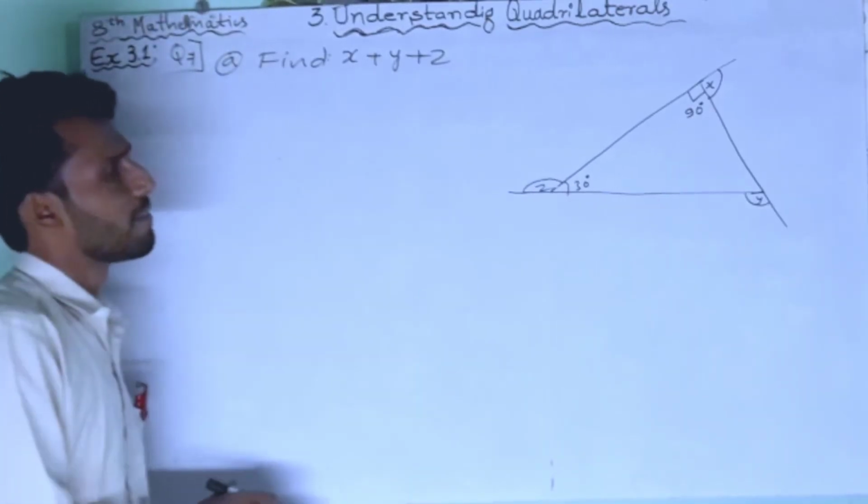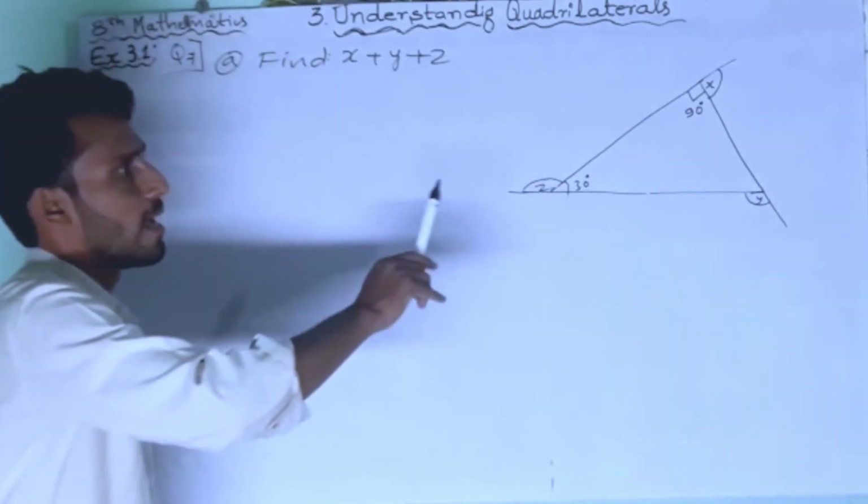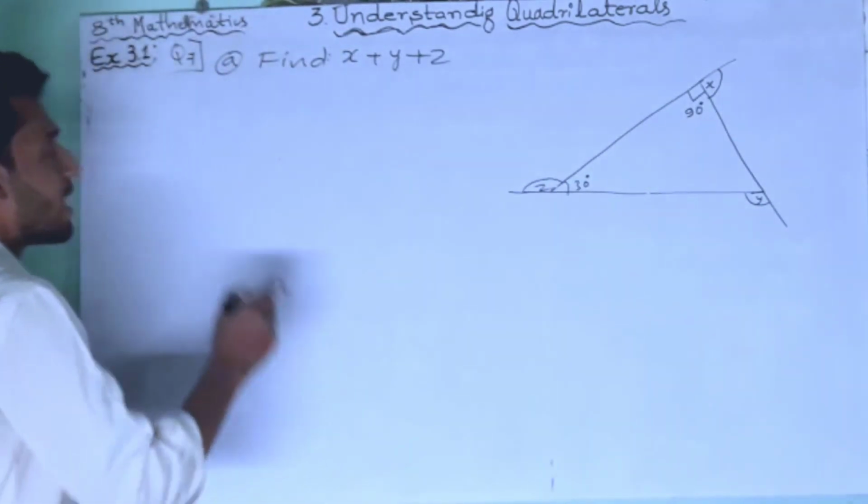Now, in this figure given here, the interior angles are 90 degrees and 30 degrees, and we have to find out x, y, z. Now, let us see the solution here.